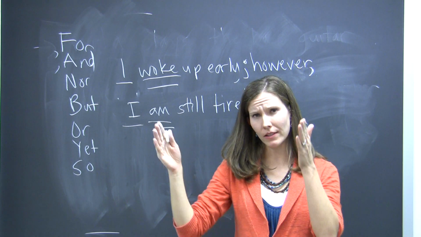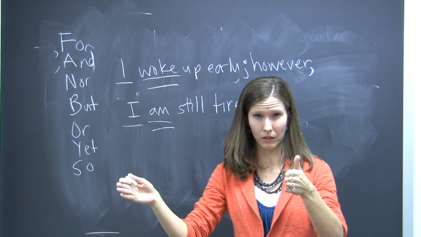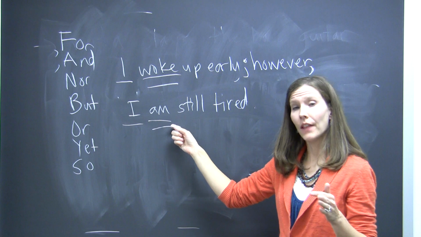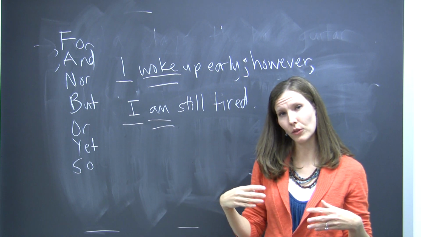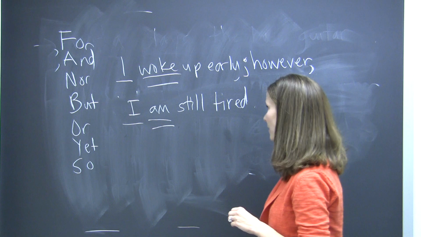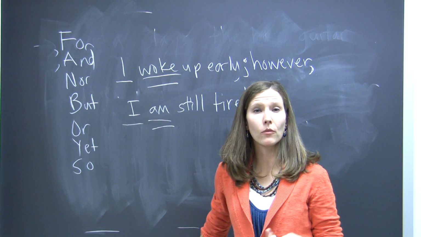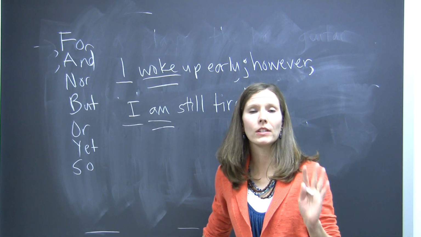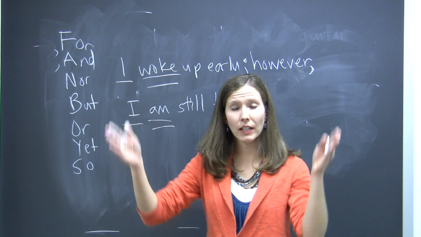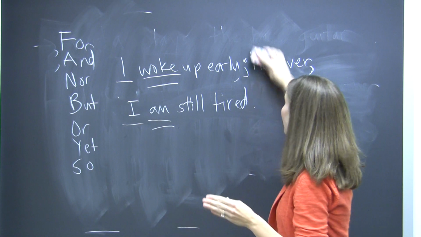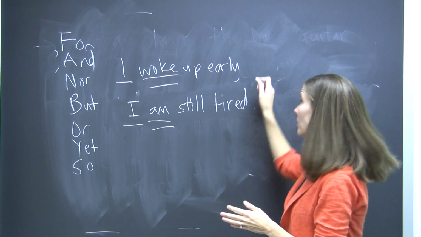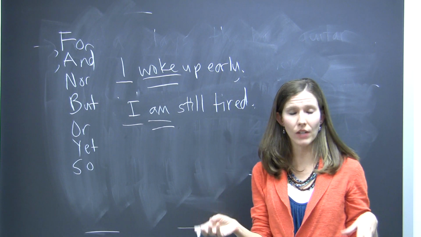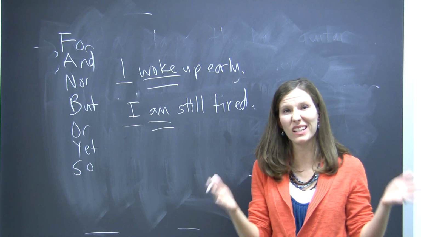So far we've talked about simple sentences made up of one independent clause, compound sentences made up of two independent clauses, and the third kind of sentence, the final kind of sentence for this class, is a complex sentence. A complex sentence is made up of one independent clause and one or more dependent clauses. Remember, the difference between those clauses is an independent clause could stand on its own. Both of these could be complete sentences by themselves. A dependent clause cannot stand on its own. Even though it has a subject and a verb, it doesn't make sense by itself.